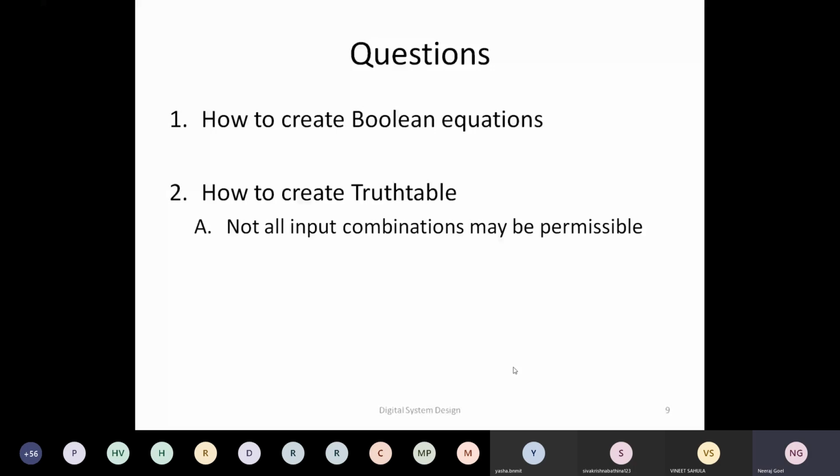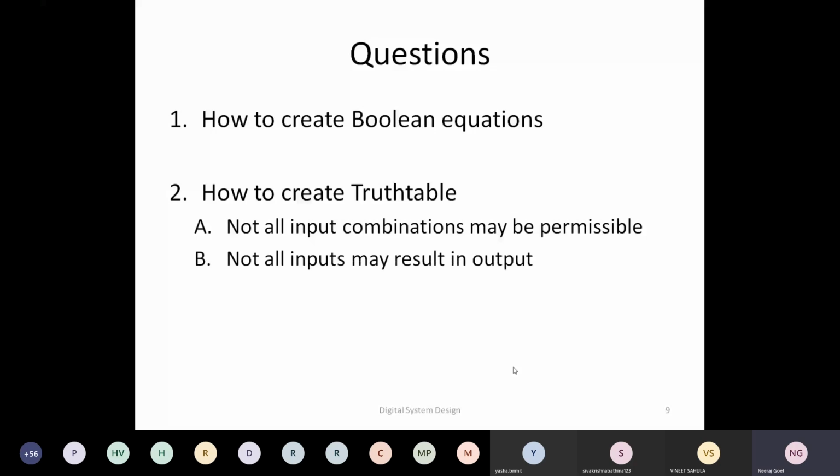Now Boolean equations are still fine, that we can create out of English or out of specification, but this truth table has certain keywords which I would like to emphasize. One issue is that not all the combinations are permissible. What does it mean? Your system will say that if A, B, and C values are all 1, then I don't know what the output should be. I don't allow that. All of the three inputs cannot be 1 at the same time. Okay, so that is one issue.